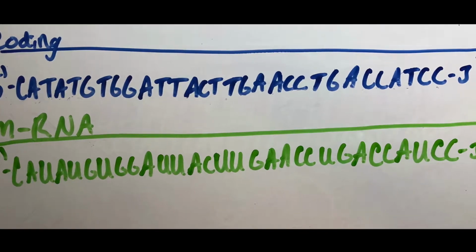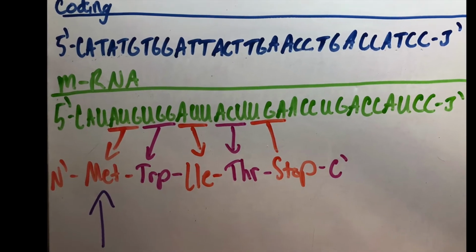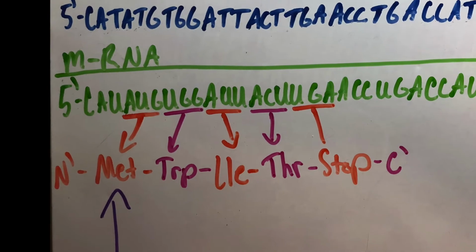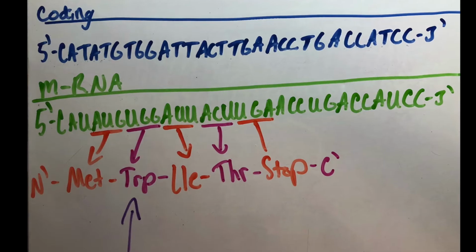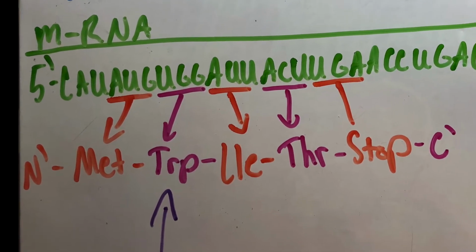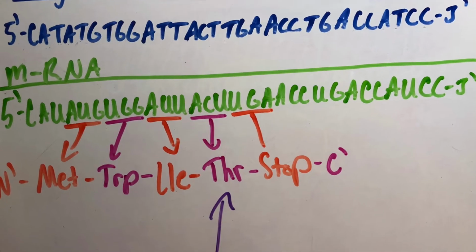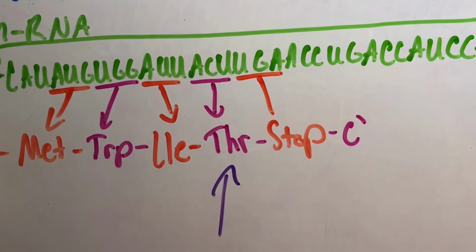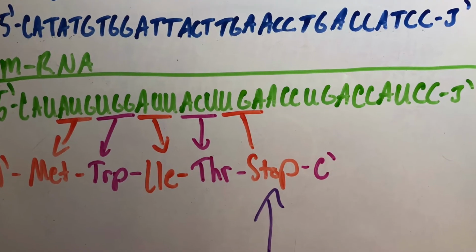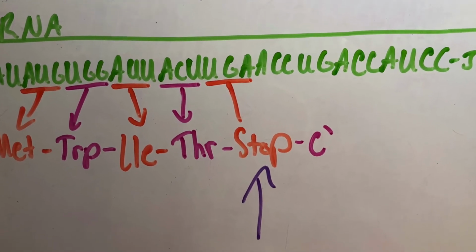The amino acids produced start with the codon AUG for methionine. We can use the coding dictionary for UGG to produce tryptophan, AUU to produce isoleucine, and ACU to produce threonine. Then comes AUG, which is a stop codon, and the end of the amino acid chain.